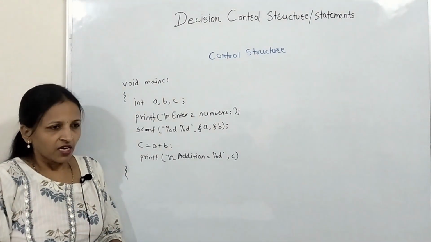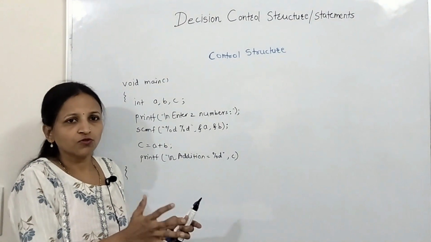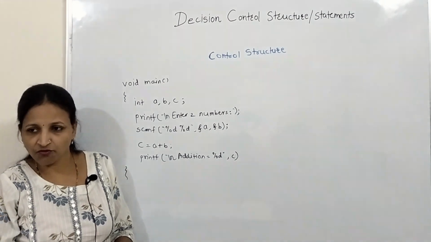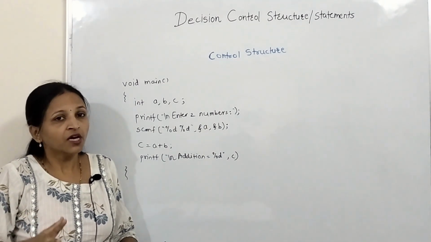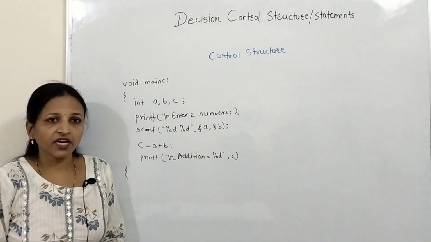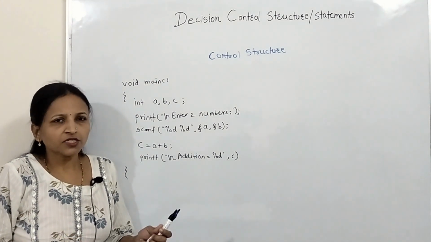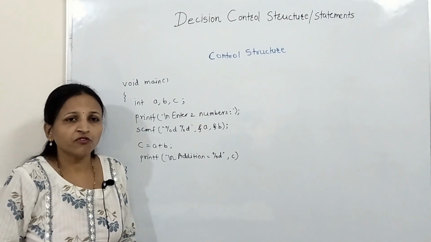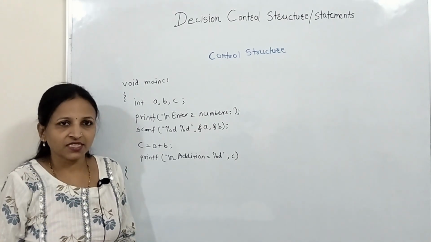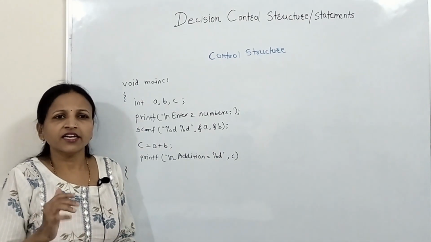Suppose a condition is true, then I want to execute some part of the program. Suppose that condition is false, then I want to execute some other part of the program. This may be the condition inside programming. Now one more point is there. Suppose I want to display something a number of times. Suppose I want to display a welcome message on the screen 5 times.